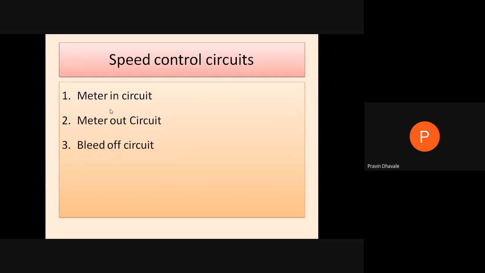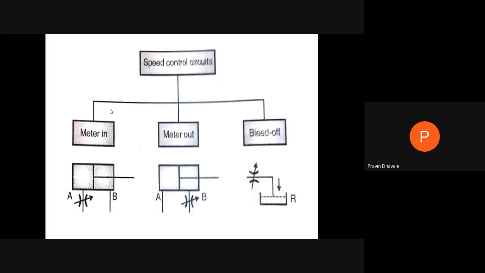Then we saw the speed control circuits, in which we studied the meter in circuit, meter out circuit, and bleed off circuit. These three circuits are utilized to control the speed of the piston within the cylinder. Means by using these circuits we can control the extension speed of the piston, and at the same time we can control the forward and backward, that is the extension and retraction speed of the piston within the cylinder.